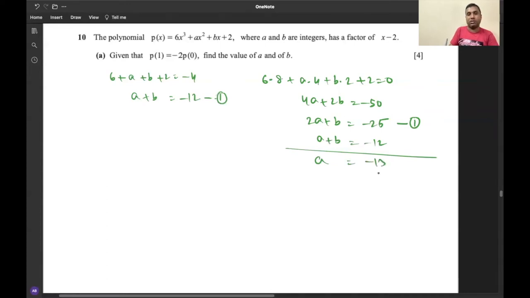And if you substitute it instead of a in equation number 1, minus 13 plus b equals minus 12. So b equals 1. So a is minus 13 and b is 1. This is the answer for the values of a and b.